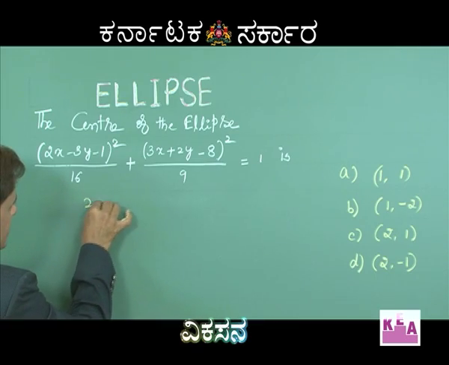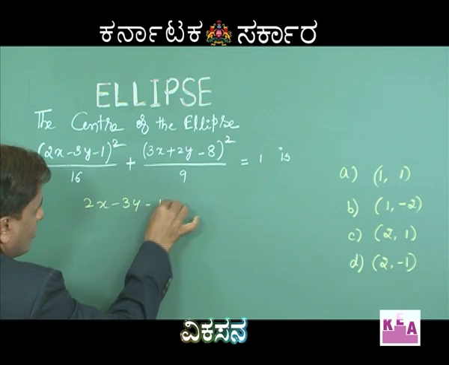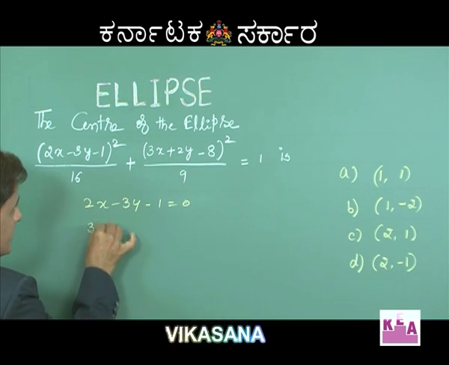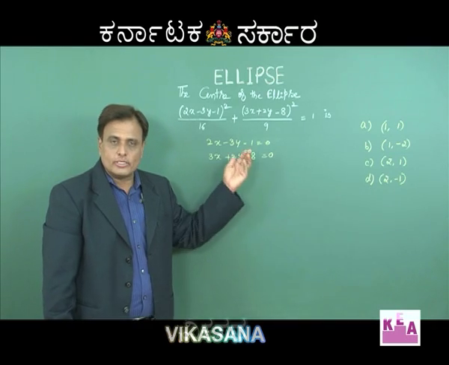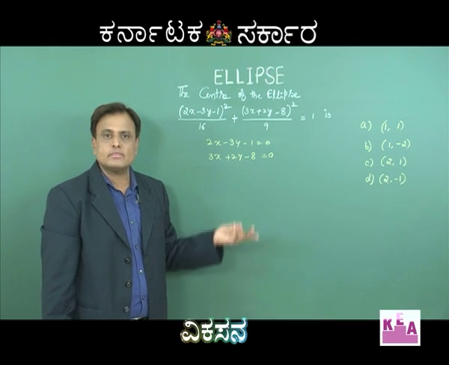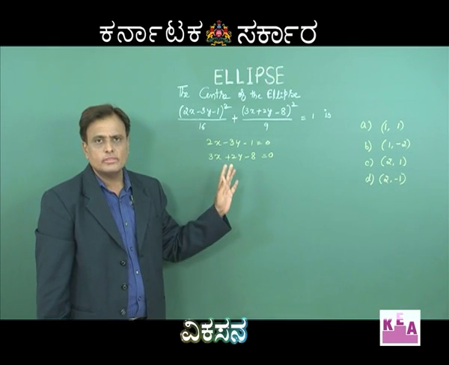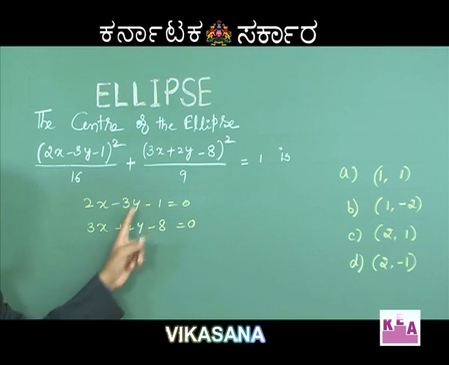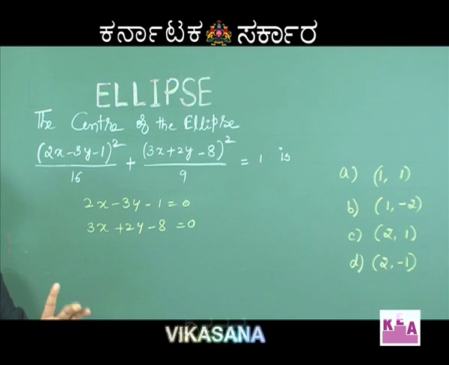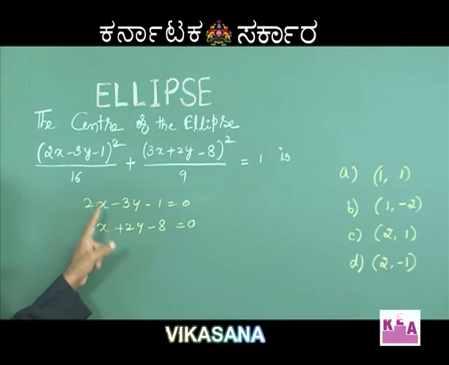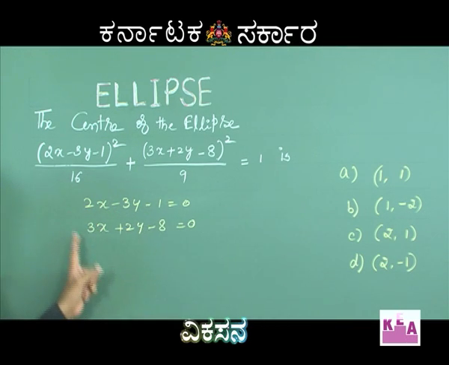The equations are 2x − 3y − 1 = 0 and 3x + 2y − 8 = 0. To solve this we have methods: substitution method, elimination method, Cramer's rule method. But directly now we substitute the options in it. Whichever option satisfies both equations will be the point of intersection of these two lines, and that point will be the center of our ellipse. So check it out. First option: does it satisfy both or not?